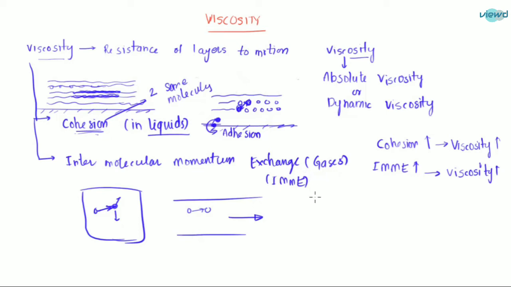Now let us see how temperature affects the viscosity. As temperature increases, the distance between the molecules increases. So as the distance between molecules increases, cohesion decreases and viscosity decreases.